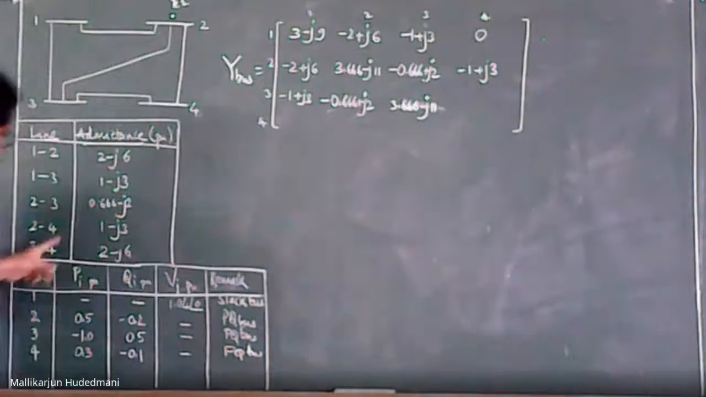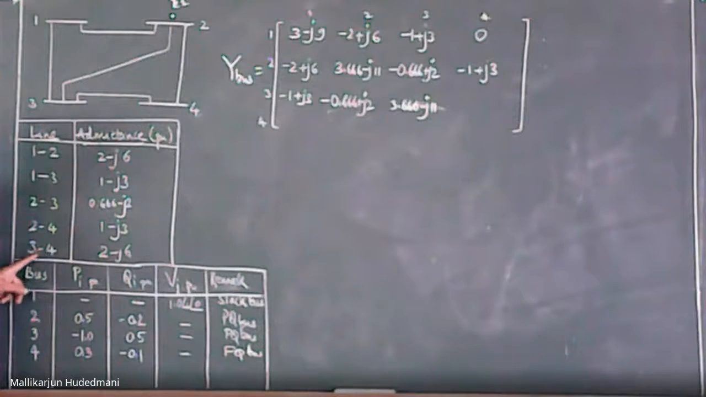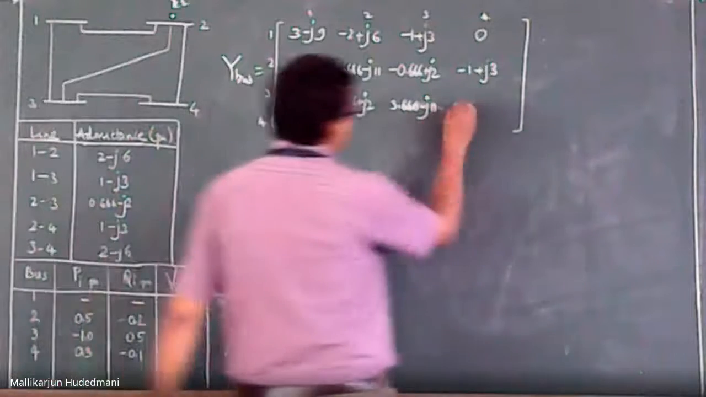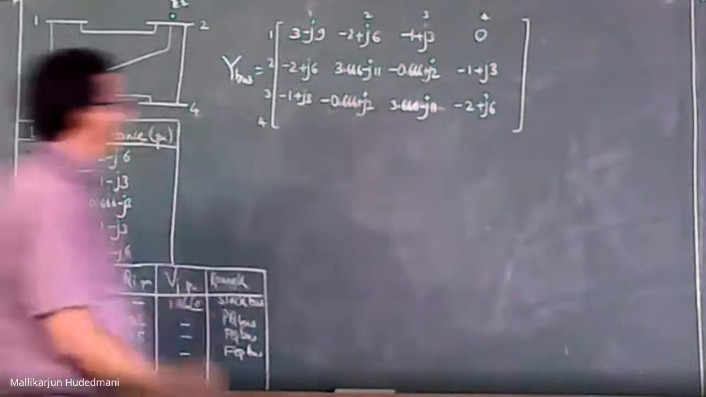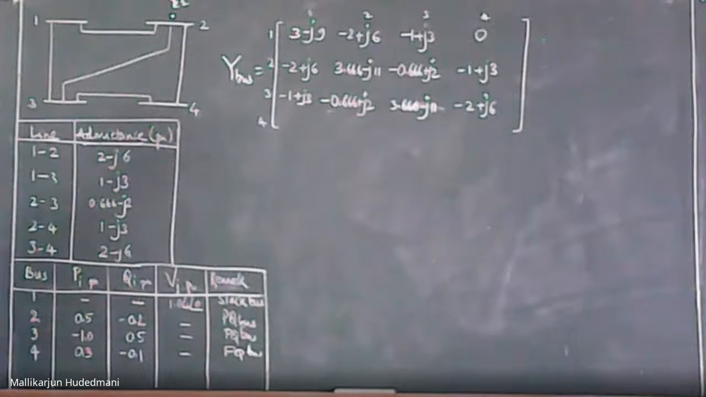Then how about 3, 4? Do you have 3 to 4? Yes, you have. 2 minus J6 and minus of this becomes minus 2 plus J6. So you got all the 4 terms over here. You are left with the 4th bus.